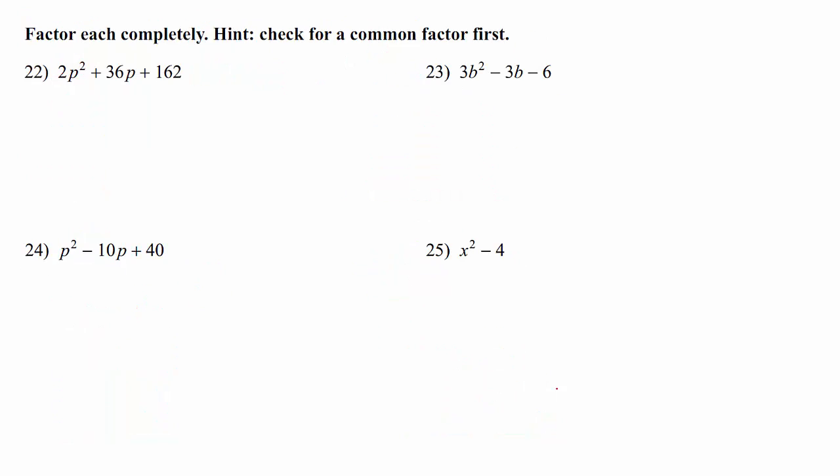Factor each completely. Hint, check for a common factor first. So before we actually try to do slide and divide, we want to try to divide everything by a number in common. For instance, all of these are divisible by 2. So let's write down the 2 and divide by 2.